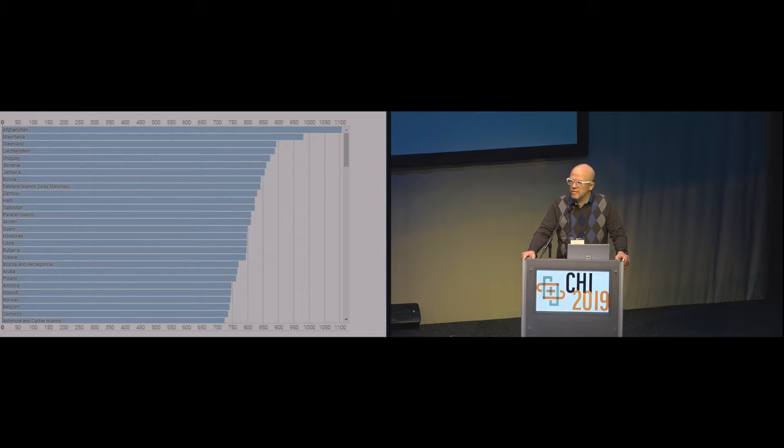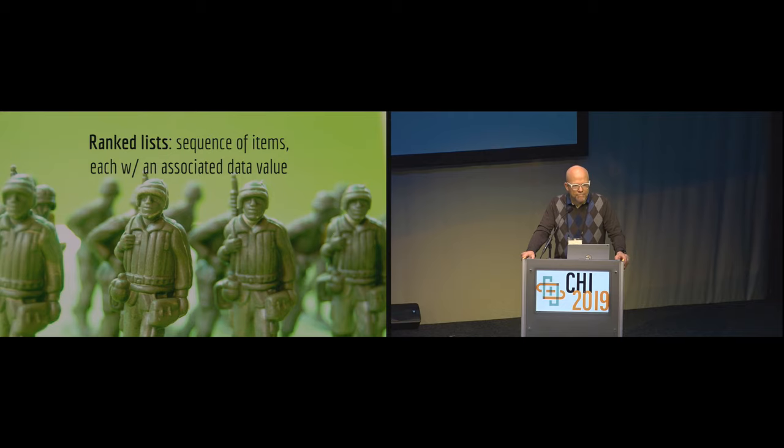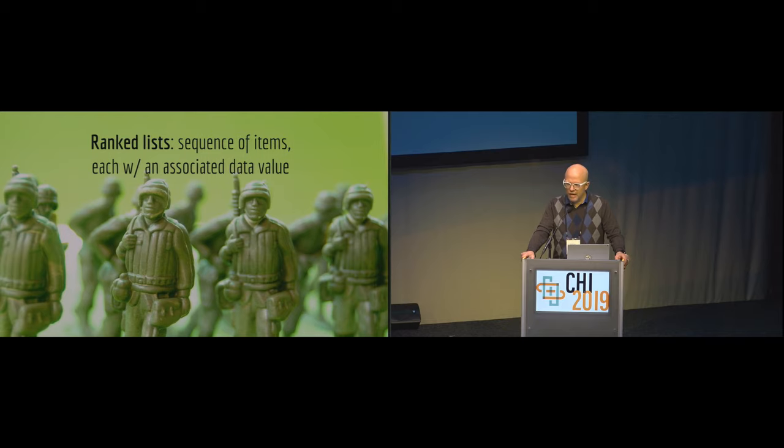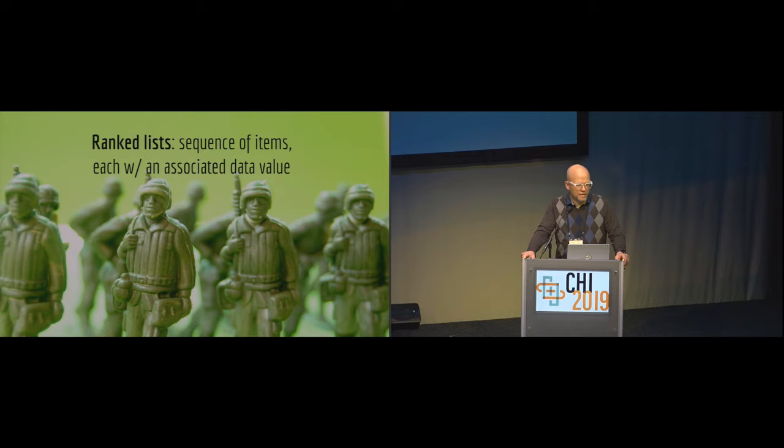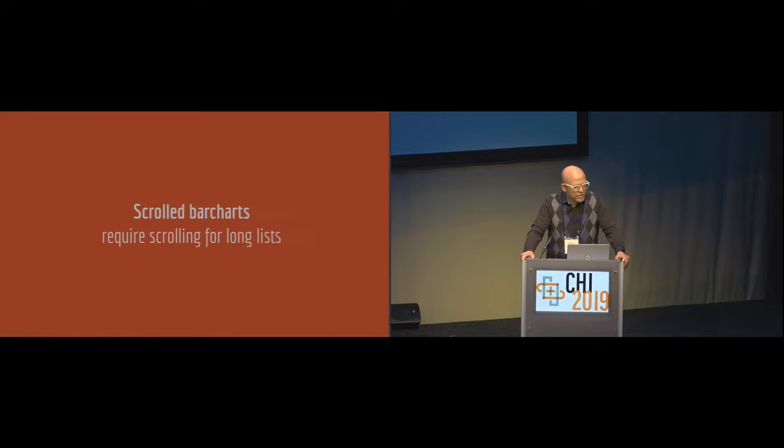Right, so you have items, and you have the bars, the width of the horizontal bars here showing values. Of course, with a representation like this, if I have a longer list than fits the screen, I'll have to scroll. But we call these ranked lists in this paper, essentially sequences of items where we have associated data values. So this is clearly a prevalent type of data that shows up, and the representations we're talking about often are part of visualization dashboards. But we can do better than scrolled bar charts.